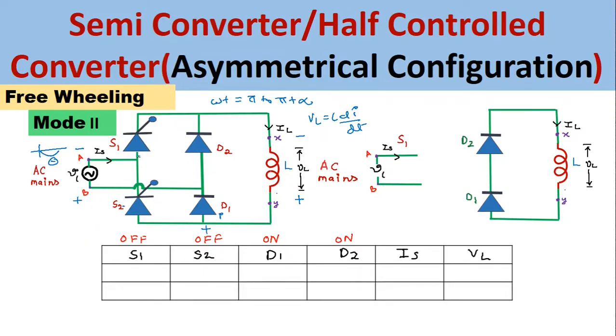So this negative will go to the P side of the S1. Therefore, this S1 will go into the reverse bias condition, and this negative will also go to the N side of this SCR2. So this SCR2 will be in the forward bias condition. This cannot conduct until and unless a triggering pulse is applied at the gate terminal of this S2. That means even if this thyristor is in the forward bias condition, it will not conduct current.